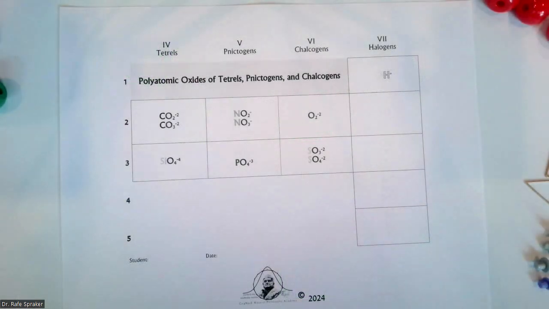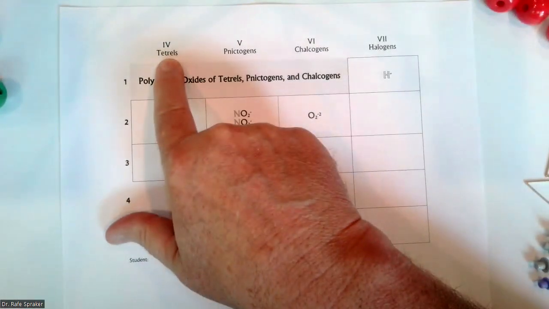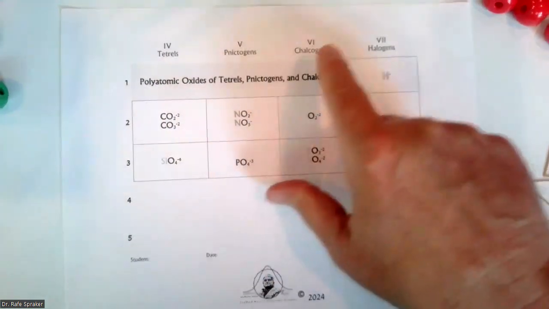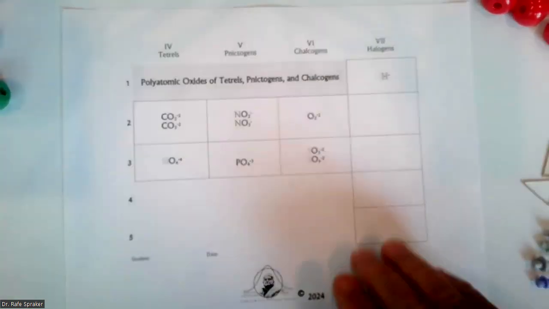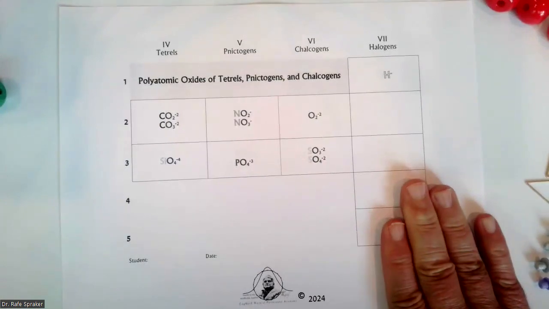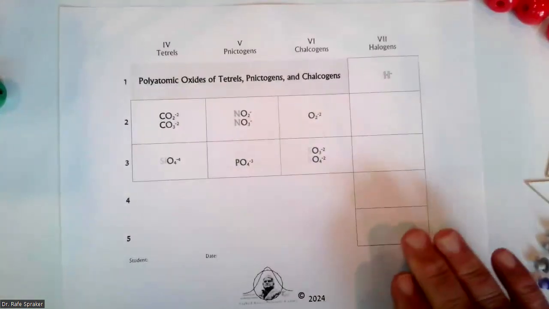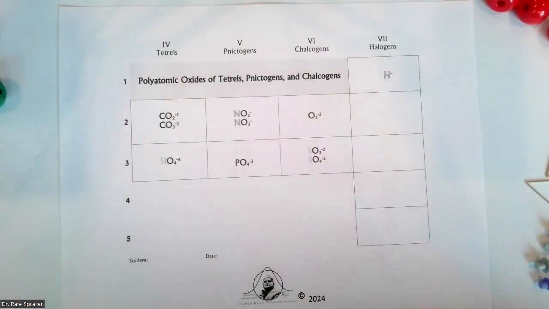Okay, this lesson is the polyatomics of the tetrals, pnictogens, chalcogens, and we will do another lesson next time on the halogens and hydrogen. So we're going to look at carbon. We're going to build these according to directions. So I'm going to show you how to build these as fast as we can.